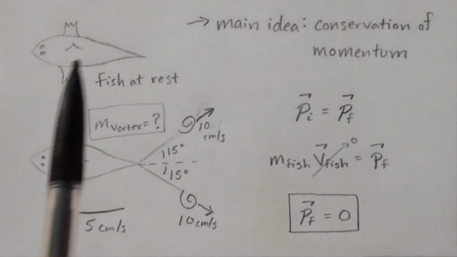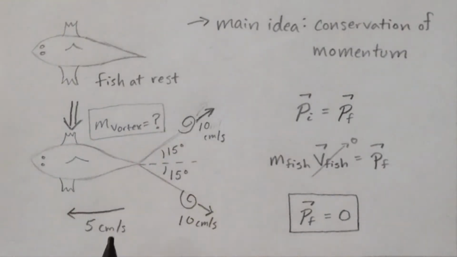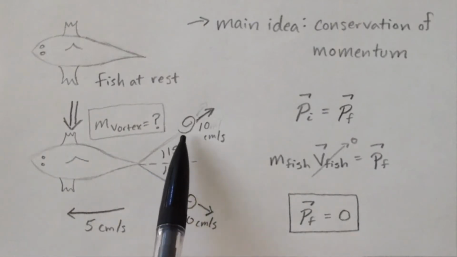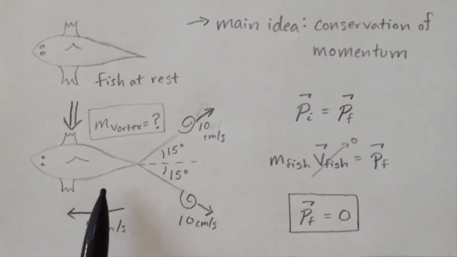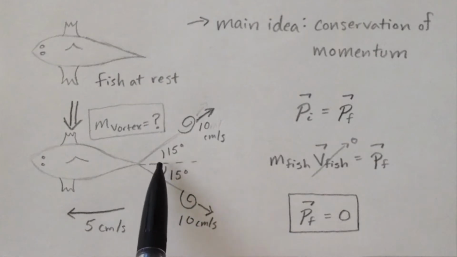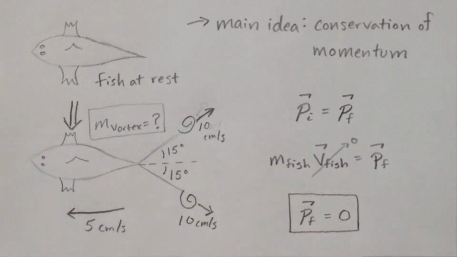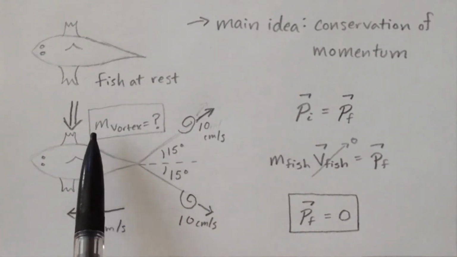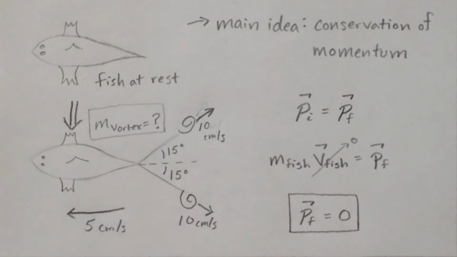In this problem, we're told that a fish at rest propels himself forward by creating two vortices with his tail. The fish moves at 5 centimeters per second to the left, and each of the two vortices move at 10 centimeters per second at an angle of 15 degrees above the horizontal. We're asked to determine what is the mass of each vortex.